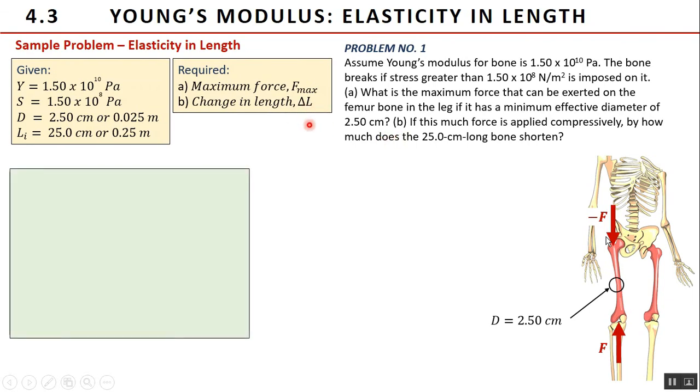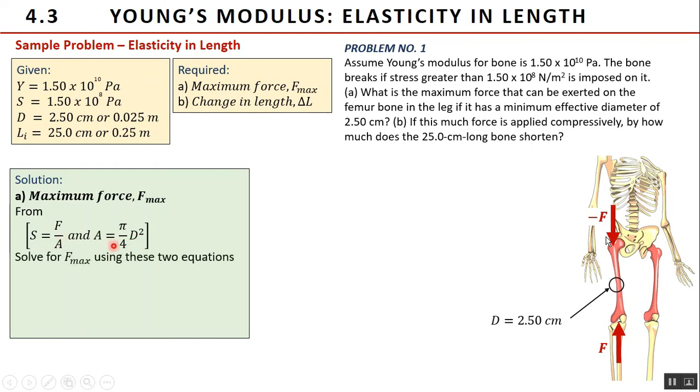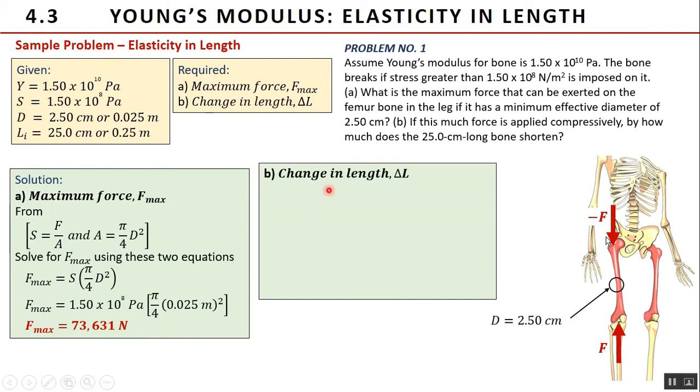Now, we solve the problem. For maximum force, we begin with the formula of stress, force over area, and the cross-sectional area of the bone, assumed circular, is pi over 4, d squared. Using these two equations simultaneously, we see that the maximum force is equal to the product of stress times this cross-sectional area, pi over 4, d squared. Substituting the values, the maximum force is 73,631 newtons.